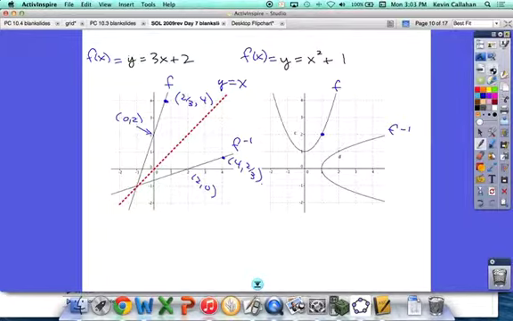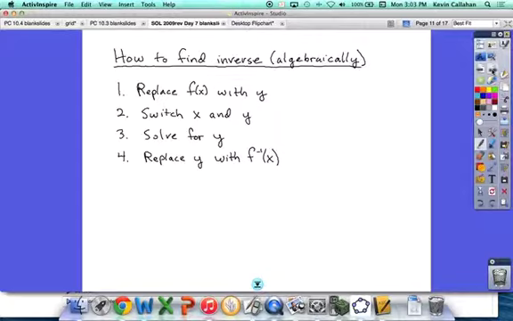Now, if we have to find the inverse, then these are our steps. If you start out with f of x equals, you replace the f of x with a y. If it already has y, then good, you don't have to take that step. Switch the x and the y, which switches the domain and the range, and then solve for y. That's the inverse.